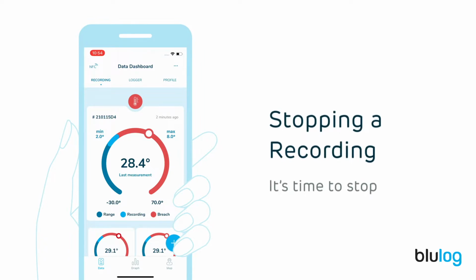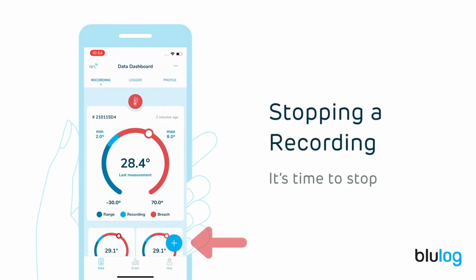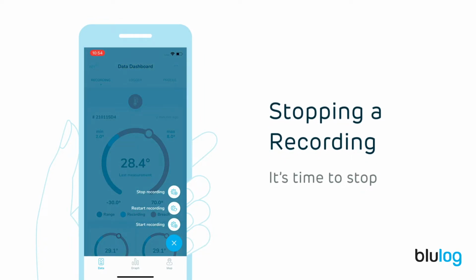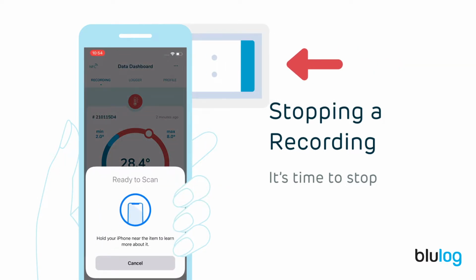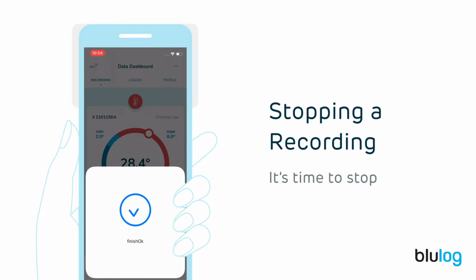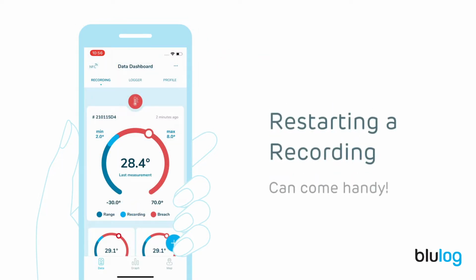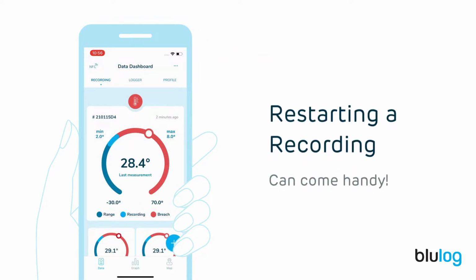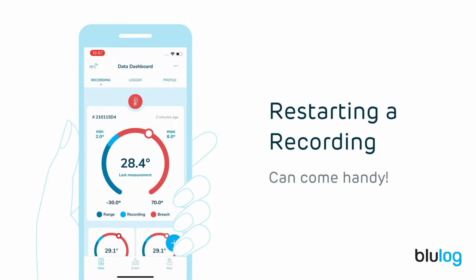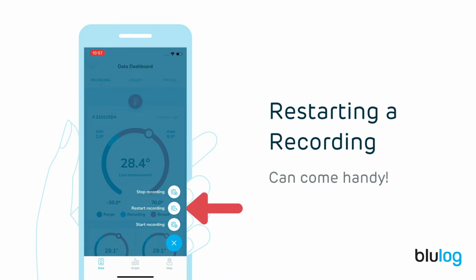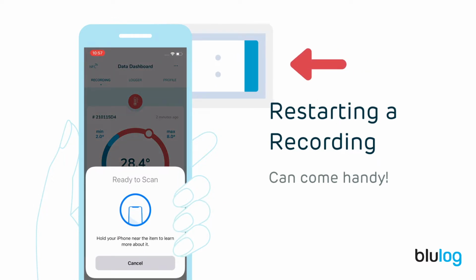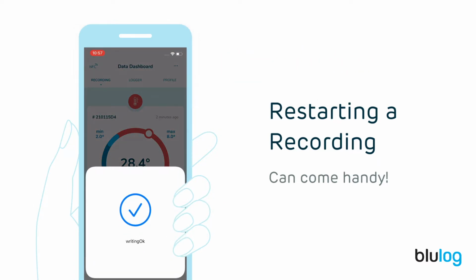In order to stop the recording, press on the plus button at the bottom right and select Stop Recording. Now scan the logger and you should be able to see a confirmation message. If you would like to start a new recording using the same parameters as your previous one, just press on the plus button at the bottom right and select Restart Recording. Now scan the logger and you should be able to see a confirmation message.